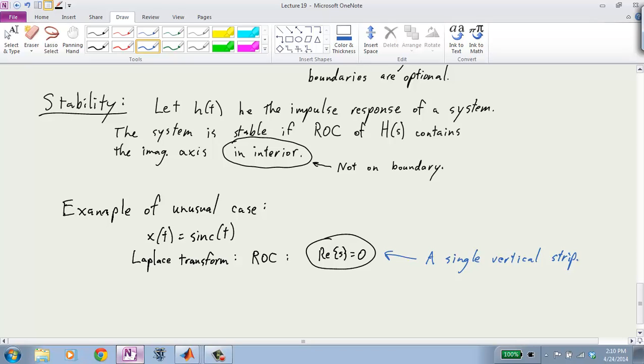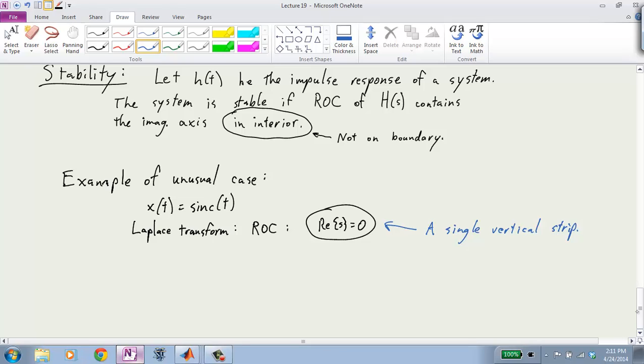There are? Yes, exactly. If you have x of t equals t squared, it's not going to converge no matter what. So you don't have to... Yeah, the region of convergence can be empty as well. Okay, so I guess that is a smaller region of convergence than this. All right.